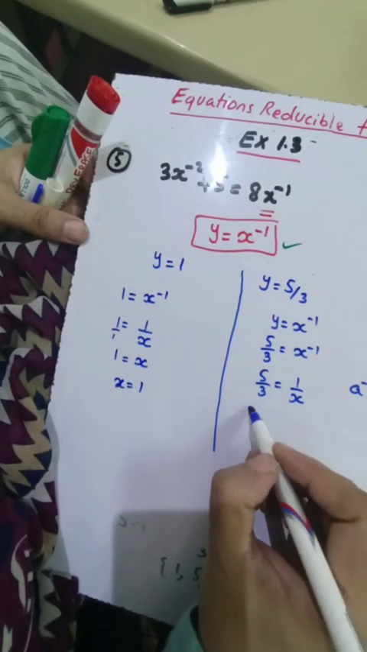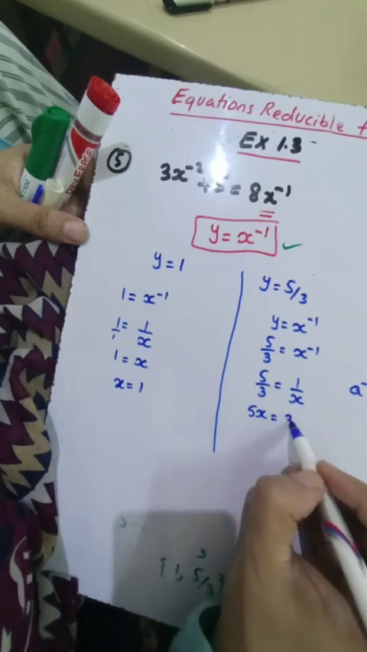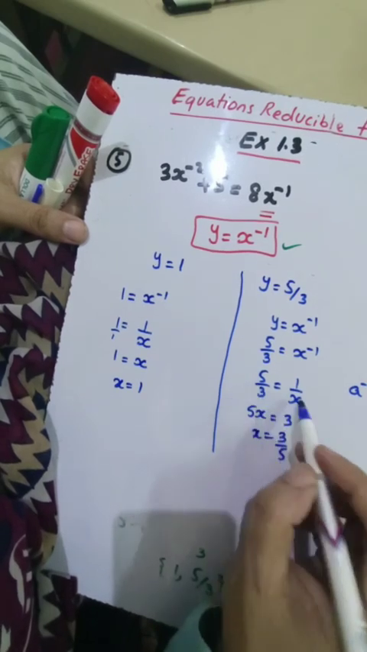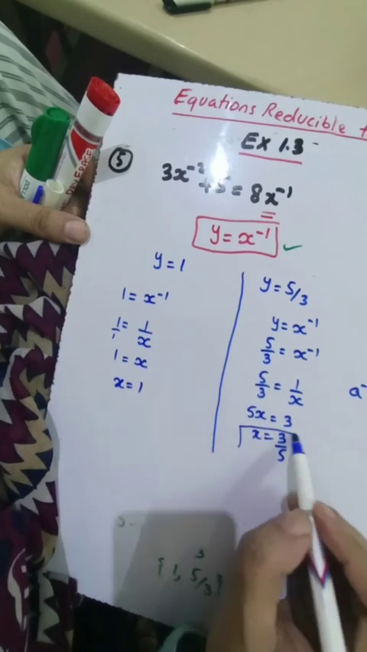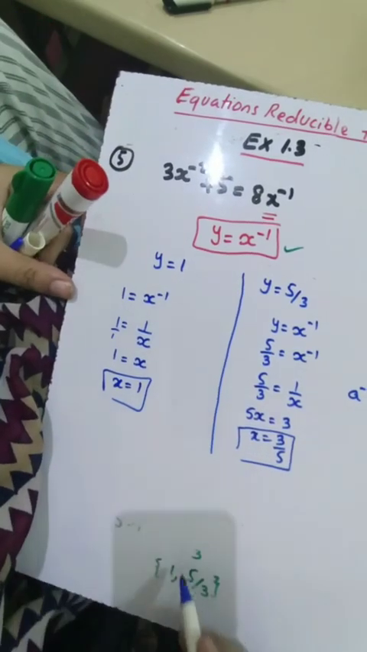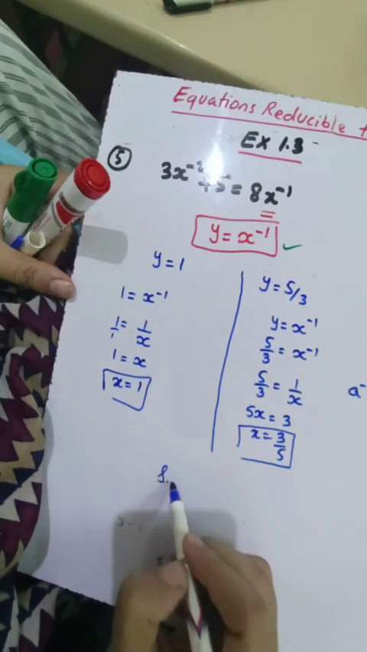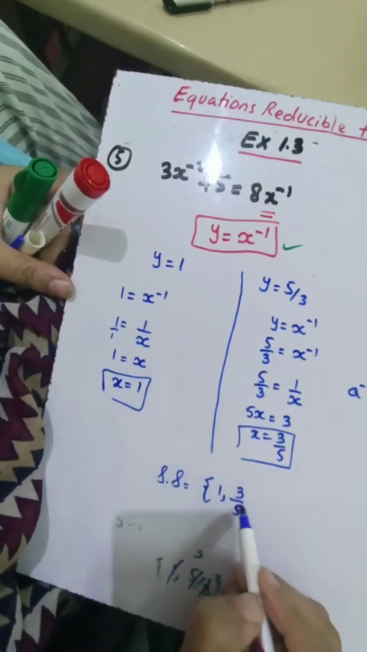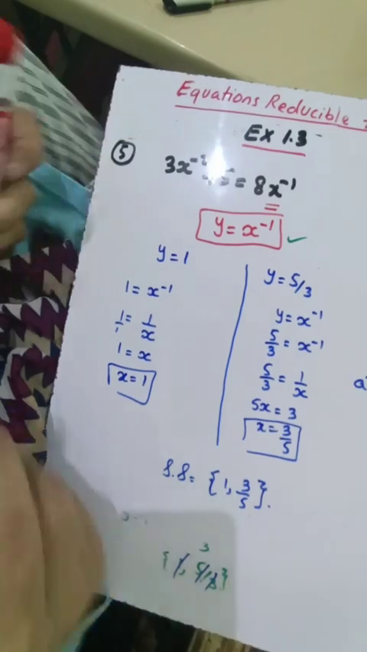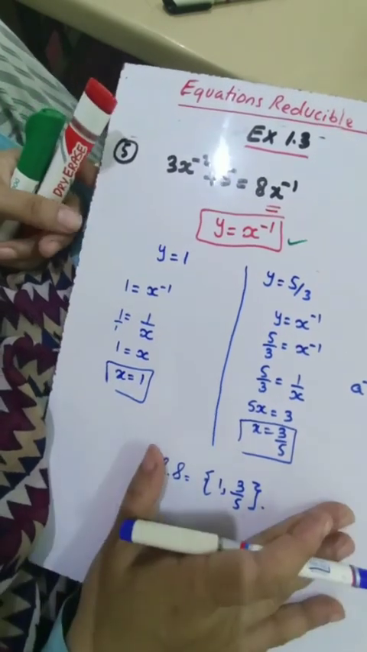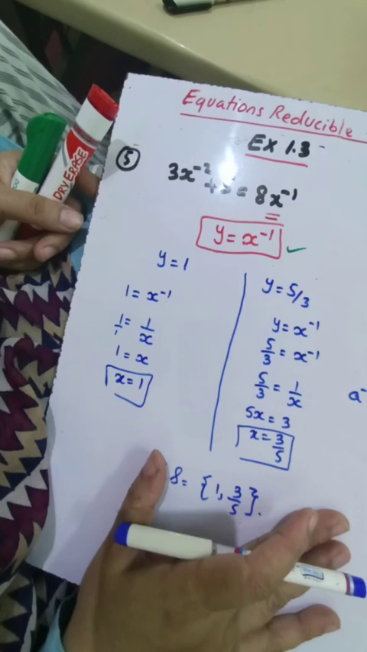Now if you do the cross multiplication, this will be 5x is equal to 3, and we can find the value of x from here. Or you can also take the reciprocal directly, which will also give you the value of x. So it means that our solution set will be 1 and 3 by 5. So this is how we solve an equation of this type.